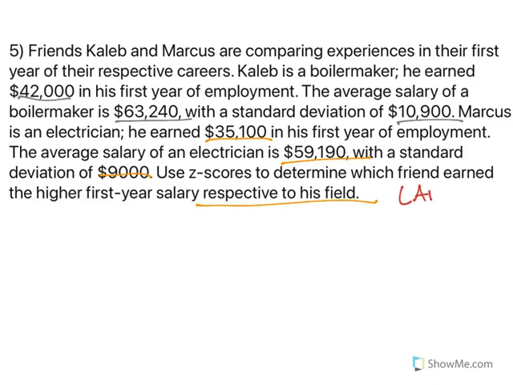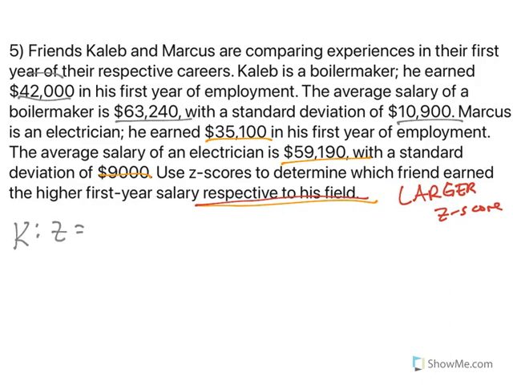So we are looking for the larger z-score. Because we're talking about respective to his field, you can't compare an electrician to a Boilermaker. They're two different careers. They have two different averages and all of that. But if we find a z-score, z-scores can be used to level the playing field. Instead of comparing apples to oranges, we change everything to pears, and then we can do it. All right, so first let's start with Caleb. We're going to find his z-score.